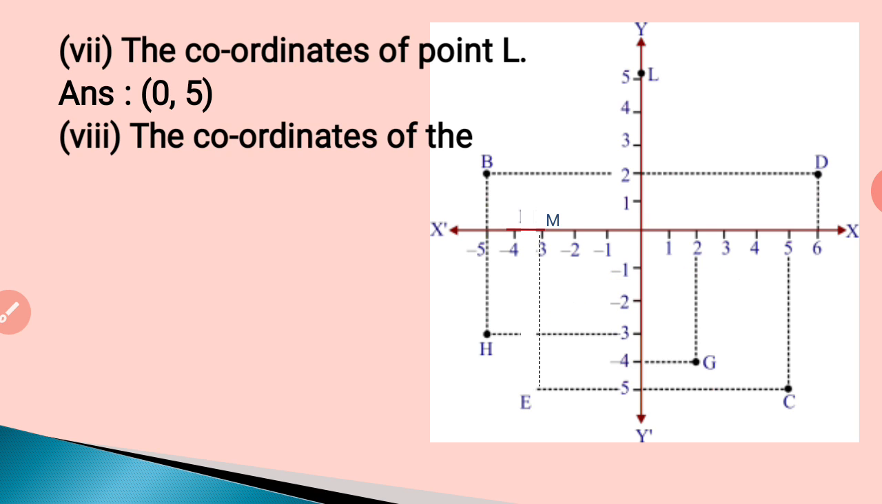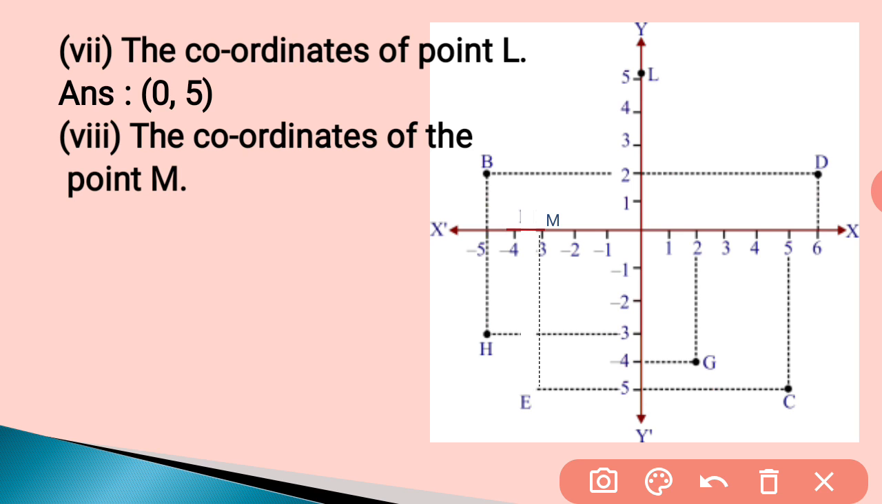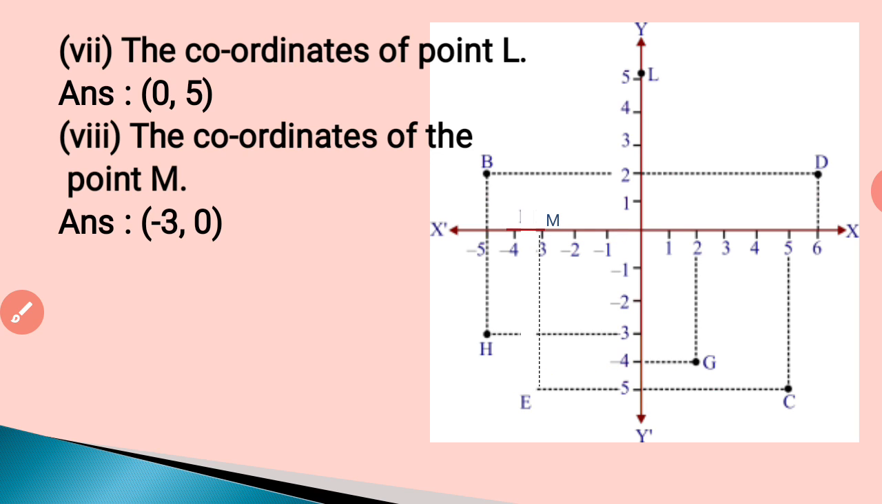Next, the coordinates of the point M. Now, here lies M. The first perpendicular is on the x-axis. It is itself on the x-axis, so we'll take that point, that is -3. And the next perpendicular on the y-axis reaches 0. So, the answer is (-3, 0).